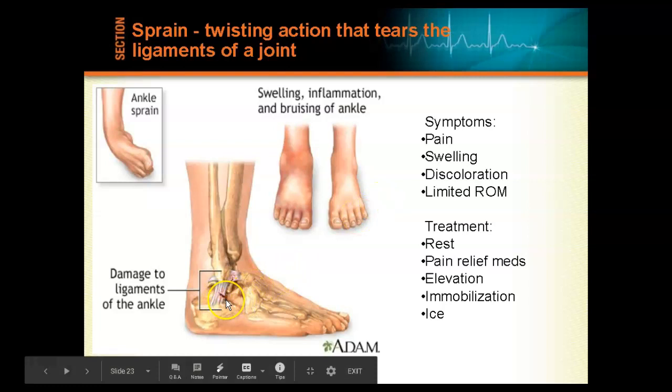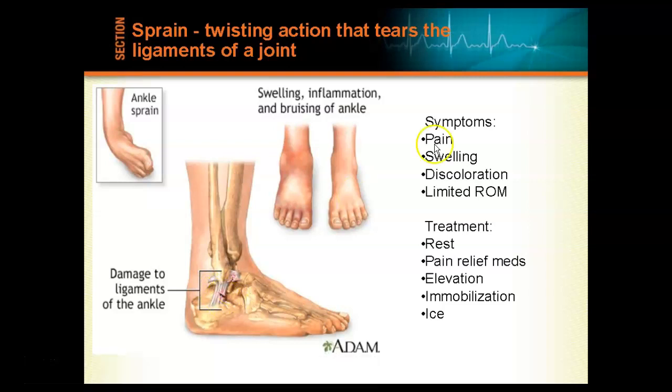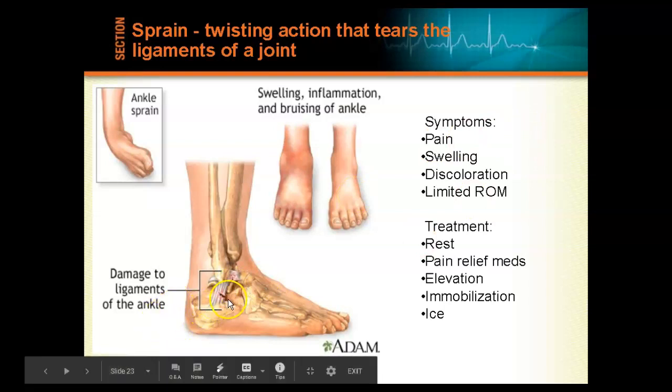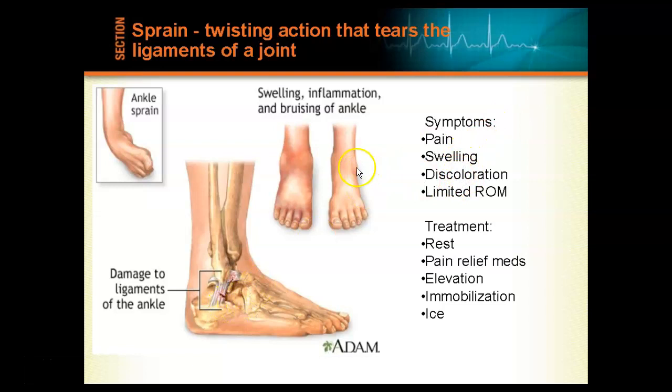This is a great animated picture of a sprain because you can see how that ligament is torn halfway through. You could actually have a completely torn ligament, but in this one it's just partially torn. So the symptoms are going to be pain, swelling, discoloration. You can see all this bruising here from a sprain.